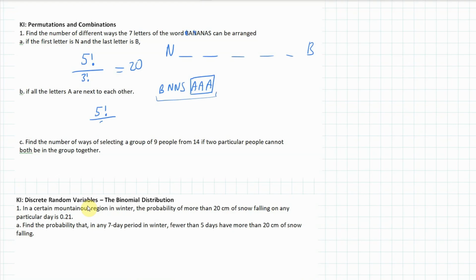But these 2 N's we're going to have to divide by 2 factorial, because when they swap around with each other, it makes no difference to the arrangement. So 5 factorial divided by 2 factorial is 5 times 4 times 3, which is actually 60.